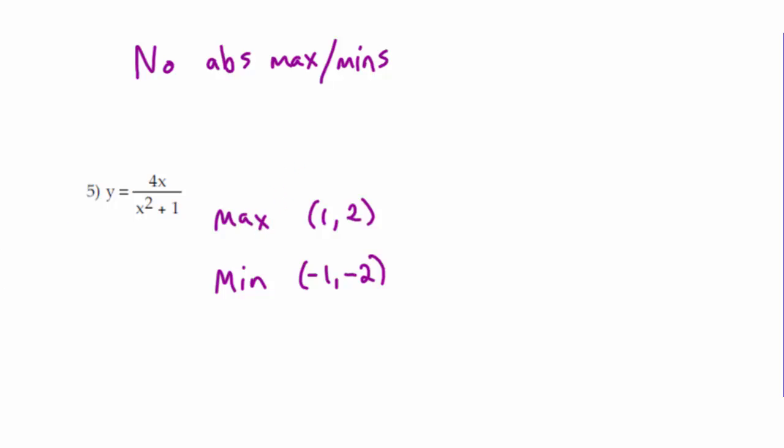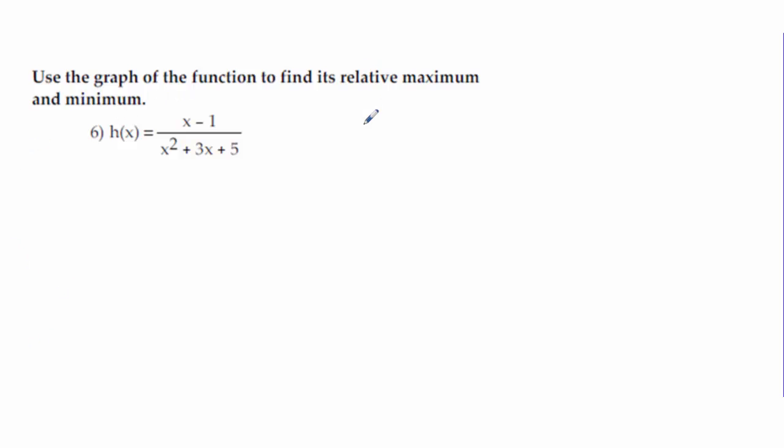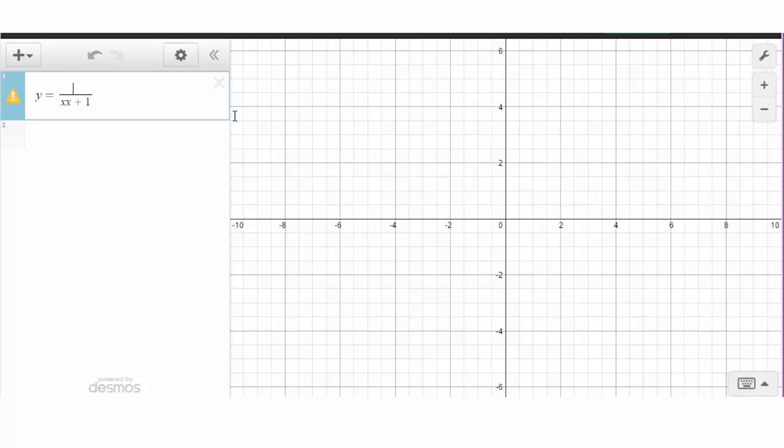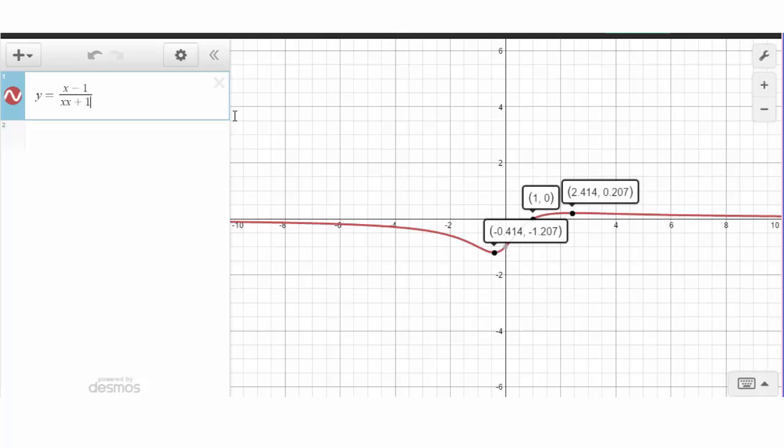Number 6 says use the graph of the function to find its relative maximum and minimum. I don't actually really like this problem because the graph is really weird. So if there's a problem like this on the test, I promise the graph will look nicer than this one does.